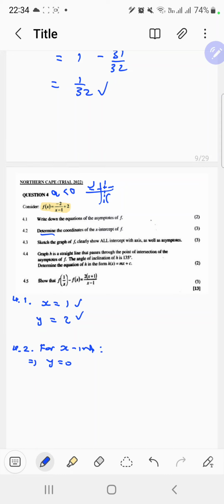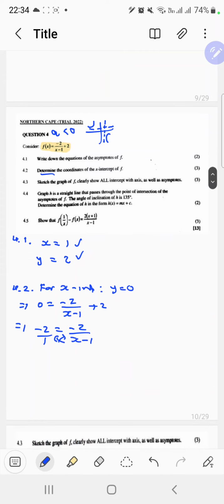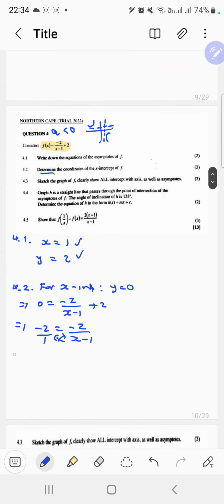Okay, maybe let's do it this way. So this is such that y is equal to 0, so that we can save a bit of space. This implies here that 0 is equal to minus 2 over x minus 1 plus 2, which also implies that minus 2 over 1 is equal to minus 2 over x minus 1. At this juncture you cross multiply, a technique you're already familiar with.